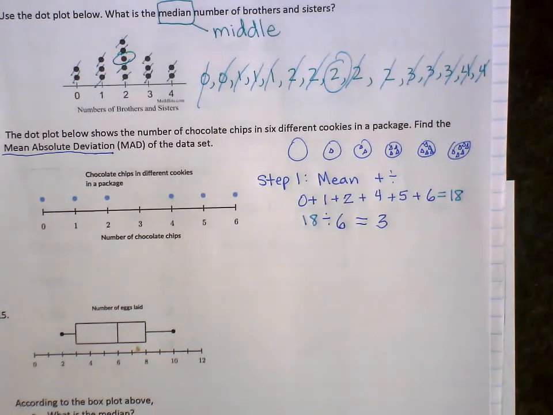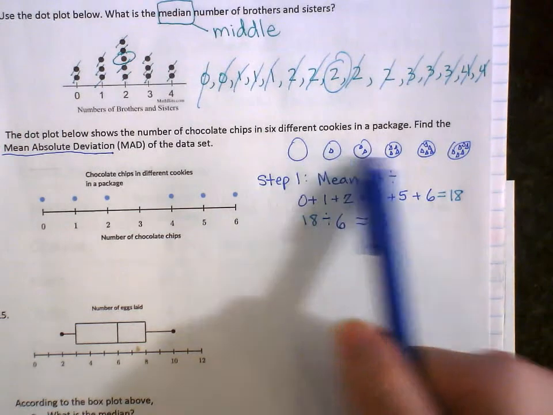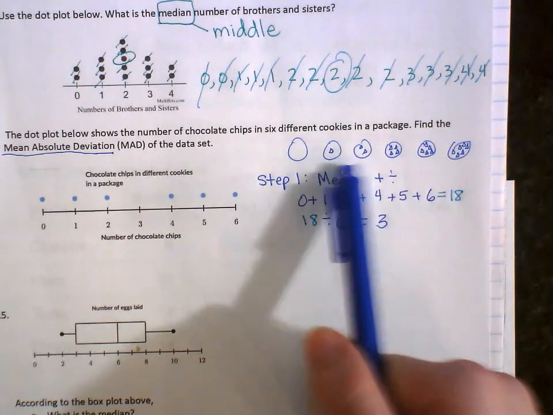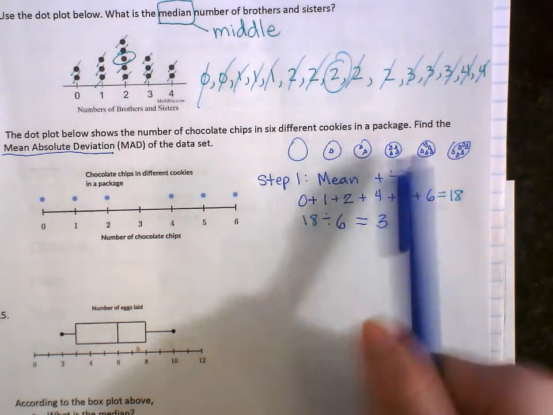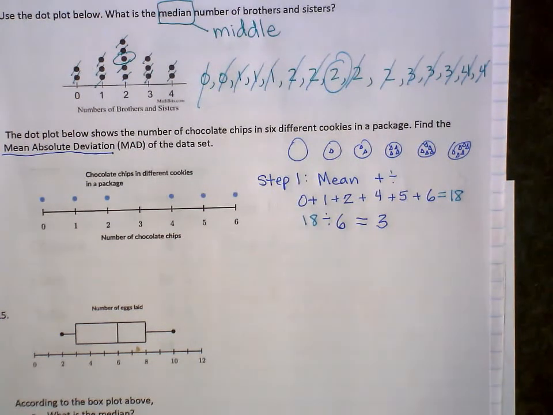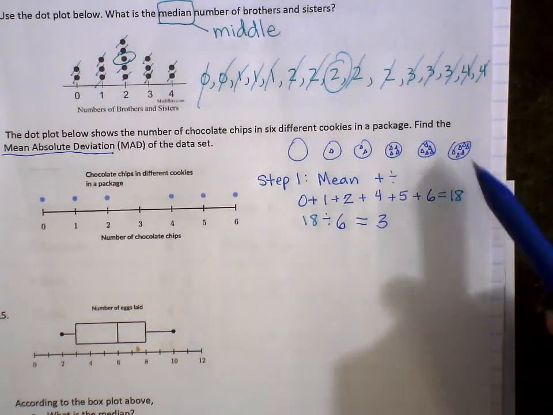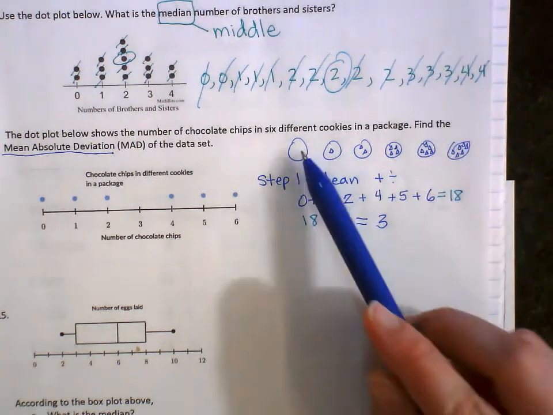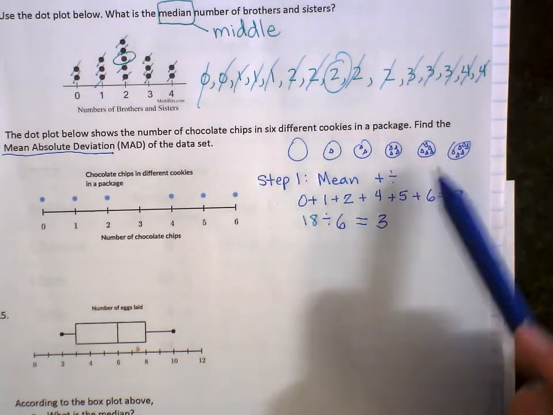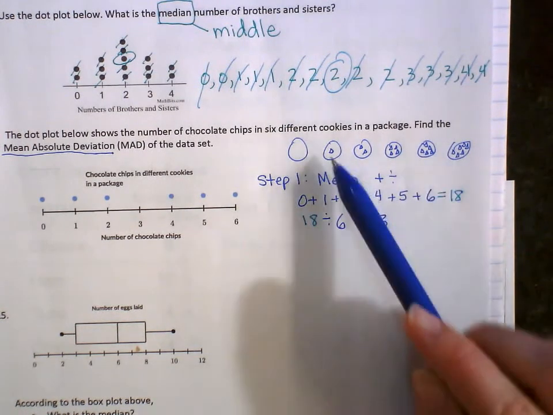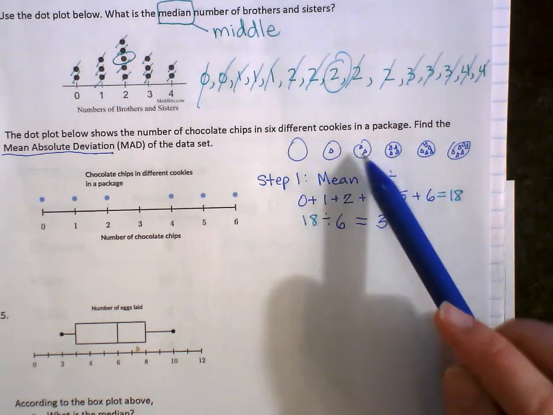That means on average, if we took all these little chocolate chips and spread them out so each cookie had the same number of chocolate chips, each cookie would get 3. We could take 3 off of this one and give it to that one. We could take 2 off of this one and give it to that one, and we could take 1 off of this one and give it to that one.